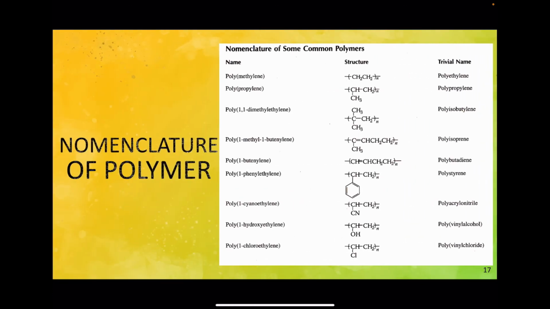Some of the polymers can be named with a trivial name. For example, poly 1,1-dimethyl-ethylene. We can name the polymer polyisobutylene. This name depends on the structure of the monomers in the polymer. Another example, poly 1-methyl-1-butynylene. This polymer can also be named polyisoprene. Another example is poly 1-butynylene. Poly 1-butynylene can also be named polybutadiene.